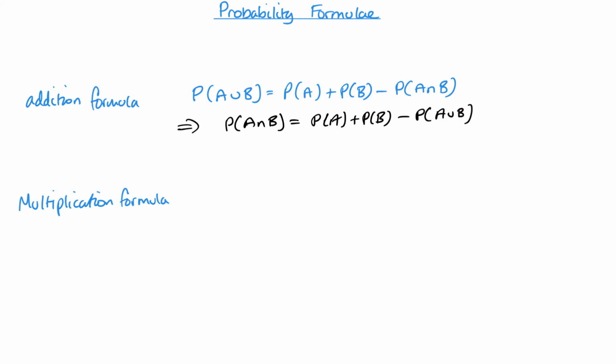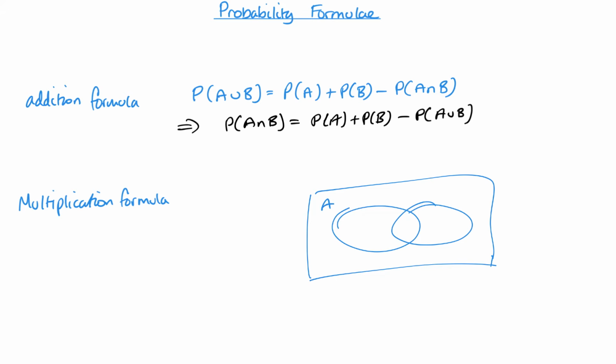Now, I was just about to do the multiplication formula, and then I thought you might not get why it's A plus B and then minus A intersection B. So let's just look at that for a second. If I have this Venn diagram, and I know what the probability of A is. Probability of A is, I don't know, let's go with 3 over 10. And we know the probability of B is 5 over 10, for example.